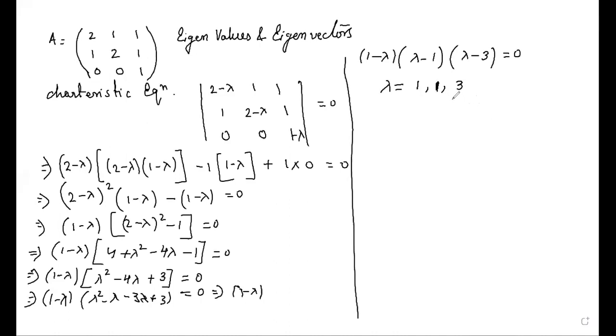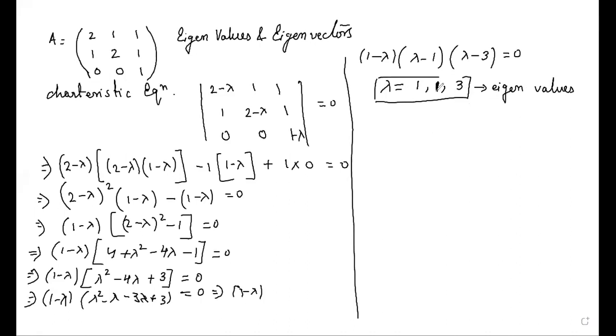Okay. So these are known as the eigenvalues. These are nothing but our eigenvalues. So the first part is done, that is, finding the eigenvalues. Now we are going to find the eigenvector corresponding to each eigenvalue. So let us start with 1.